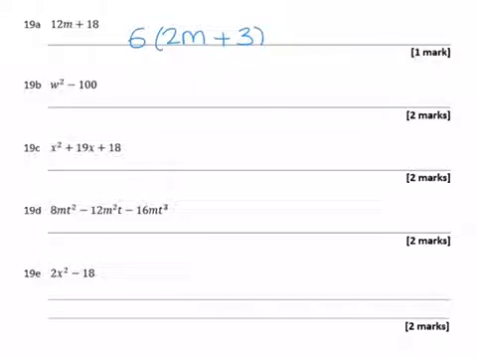Okay, on to 19b then. We can see that this is the difference of two squares because I've got a w squared and 100 is a square number and there's a minus in between. So my two brackets are going to be made up of the same thing, but one is positive and one is negative. Of course, the first part must be w, that's what gives us the w squared, and then the square root of 100 is 10.